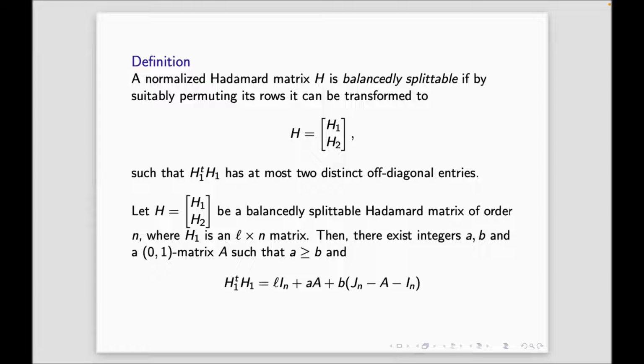Indeed, we can write H1 transpose H1 as L times the identity matrix of order N plus A times the adjacency matrix plus B times the matrix of order 1 minus A minus I. You can see that the right-hand side really reflects something like a strongly regular graph. My interest in this talk will be where B is equal to minus A.